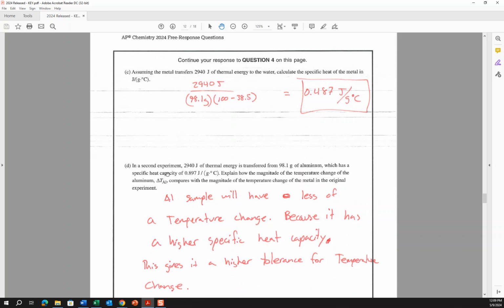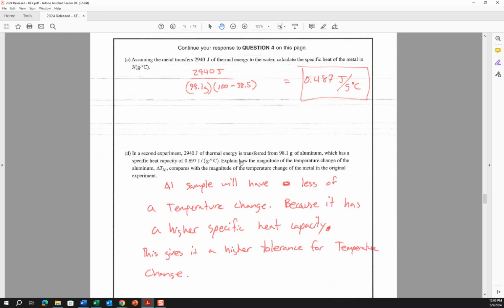And then in a second experiment, the same amount of thermal energy is transferred from 98.1 grams of aluminum with a specific heat of 0.897. So notice that this specific heat capacity for aluminum is higher than the specific heat capacity for this metal. And they want us to know if the delta T for the aluminum would be greater than, less than, or equal to the delta T from this metal sample. So remember, the higher the heat capacity, the more energy has to be released for it to cool down, or the more energy has to be absorbed for it to heat up.